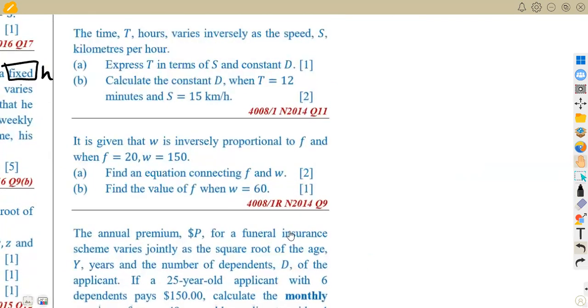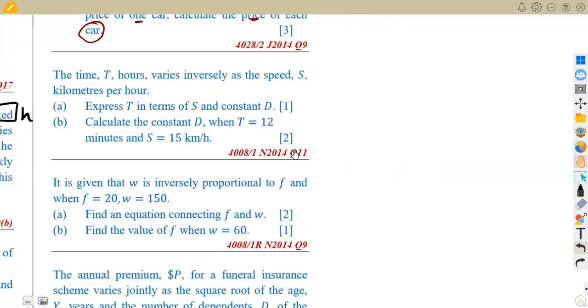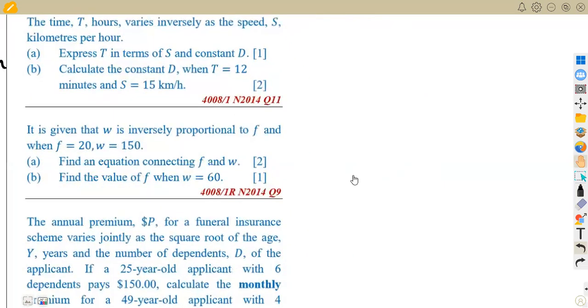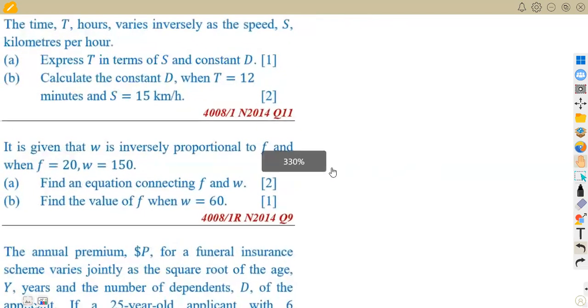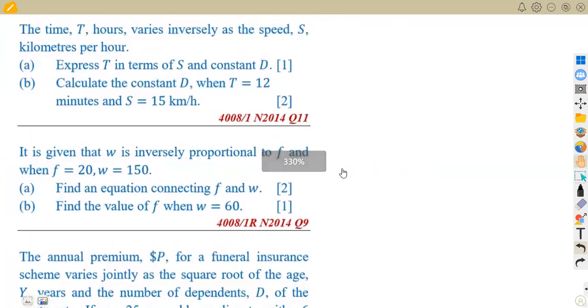On this question, let us consider the next question, where we are given the time, which is t hours, varies inversely as the speed, which is s, kilometers per hour. So we are dealing with time and speed in this case. All right, so it's an inverse variation that we are considering.